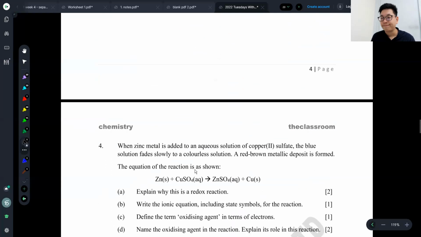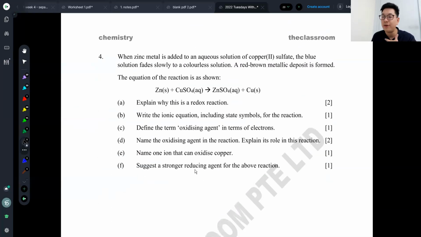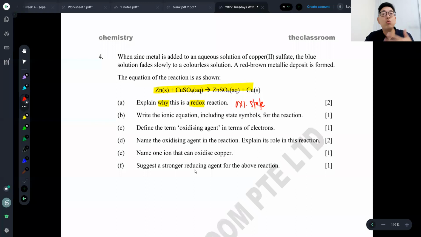If not, here is a very simple, basic, straightforward question. Here we have displacement. Explain why it is redox. Please use oxidation state. How to do oxidation state? Fill in first: 1, 2, -2, plus 2, -2, plus 2. Then go and talk about oxidation state increase, decrease, oxidized, reduced. Define oxidizing agent.